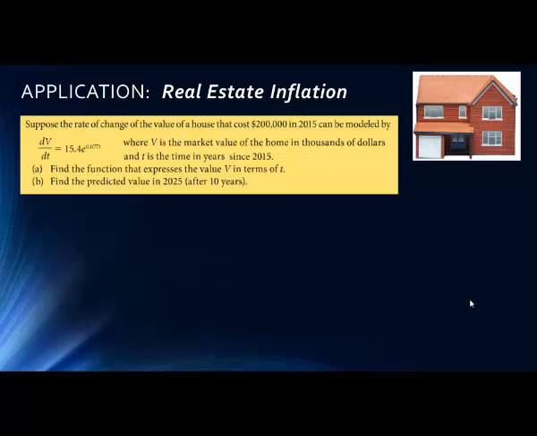Suppose the rate of change of the value of a house that cost $200,000 in 2015 can be modeled by dV/dt, the derivative of V with respect to t, equals 15.4 e to the 0.077t, where V is the market value of the home in thousands of dollars, and t is the time in years since 2015. So notice our two questions. One is to find the function that expresses the value of V in terms of t. All that's saying is give us the original function for the market value of the home, V of t.